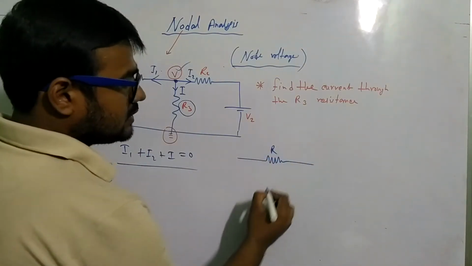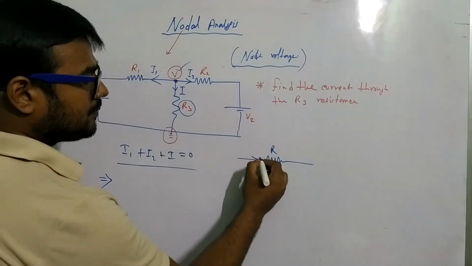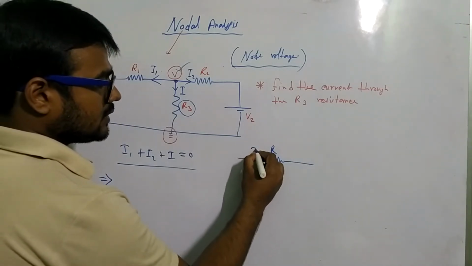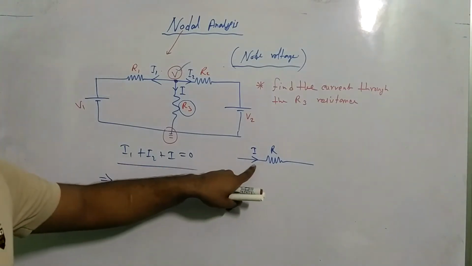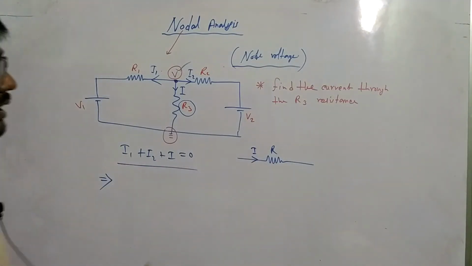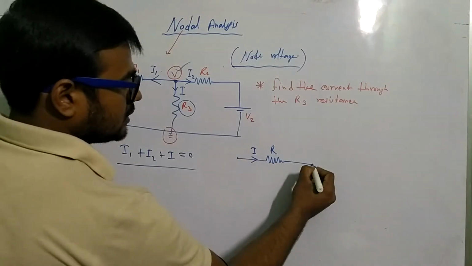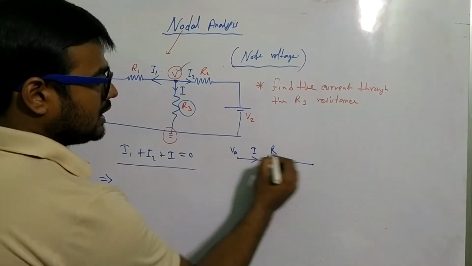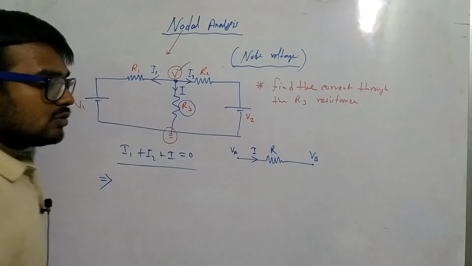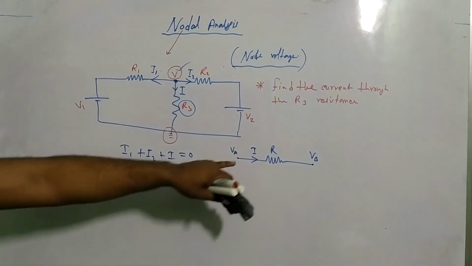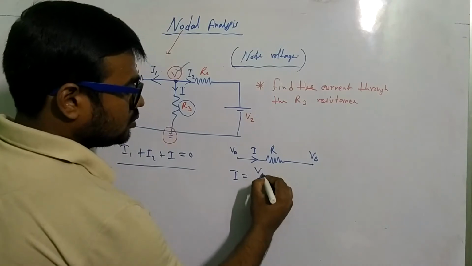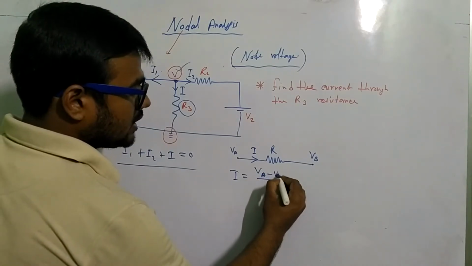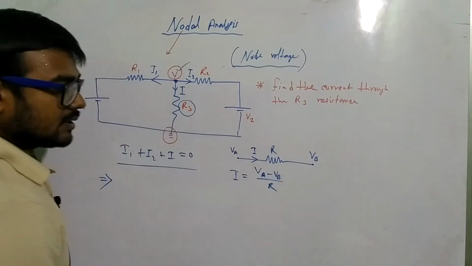If this is a resistance R, and the current I flows through this resistance. If I take the voltages as VA and VB, what is the value of the current? Current I equals VA minus VB divided by R.